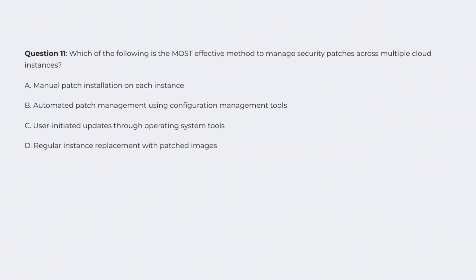Question 11. Which of the following is the most effective method to manage security patches across multiple cloud instances? A. Manual patch installation on each instance. B. Automated patch management using configuration management tools. C. User-initiated updates through operating system tools. D. Regular instance replacement with patched images.